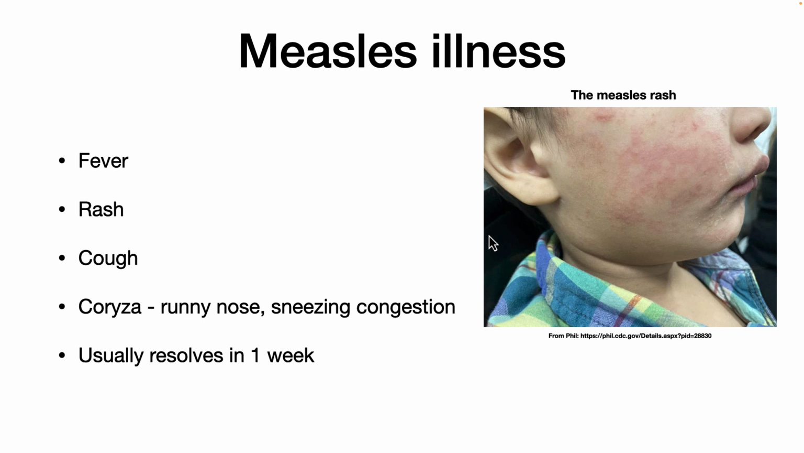What does the illness look like? Shown here on this picture is a typical child suffering from a measles rash. And the symptoms of measles are a high fever, the classic rash, a cough, and a runny nose. The rash first appears on the face and then spreads to the trunk and limbs.